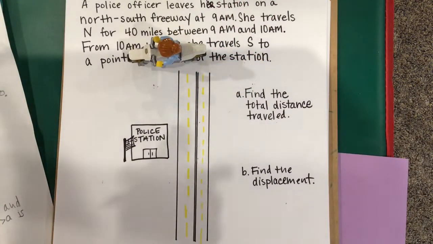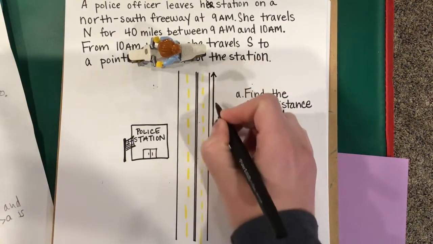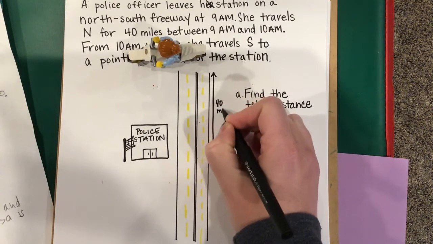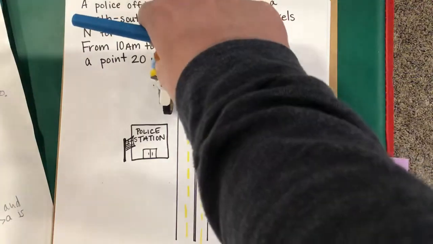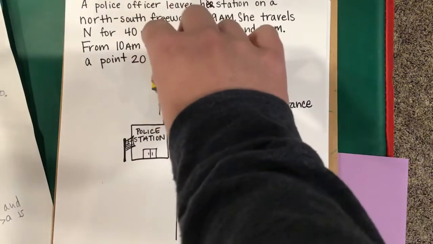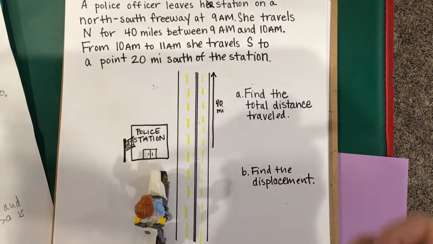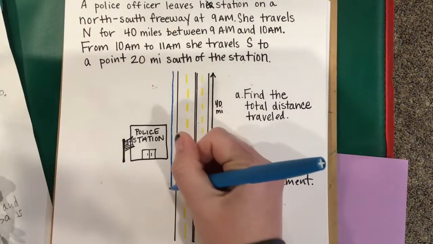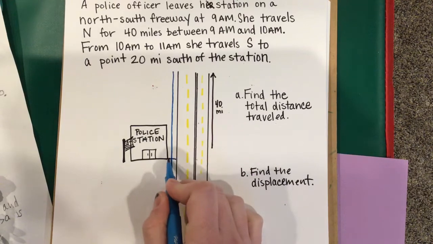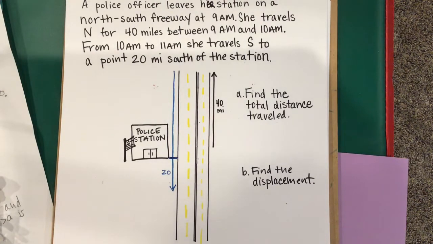So we have gone from our police station north 40 miles. Then at 10 a.m., she turns around, and now she's going to travel south. And as she's traveling south, she's going to go 20 miles south of the station. So now we're going to go 20 miles south of the station. Well, if this is where my station is, she is now 20 miles south of the station.